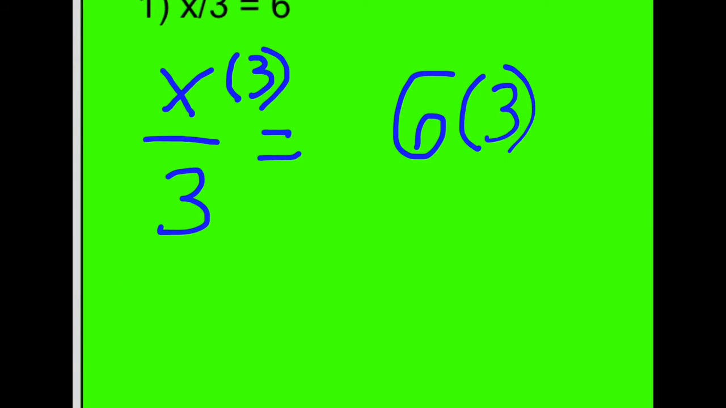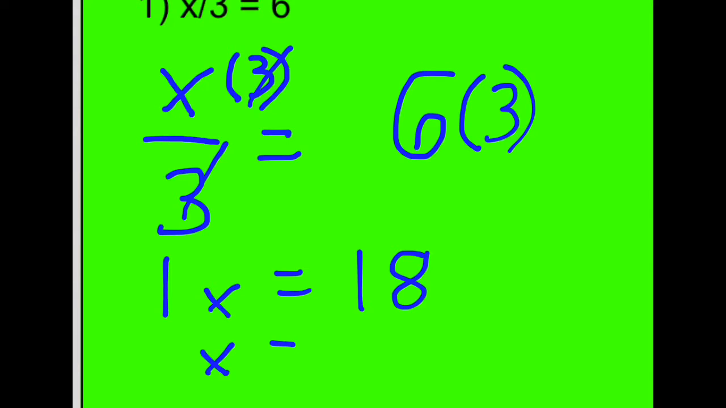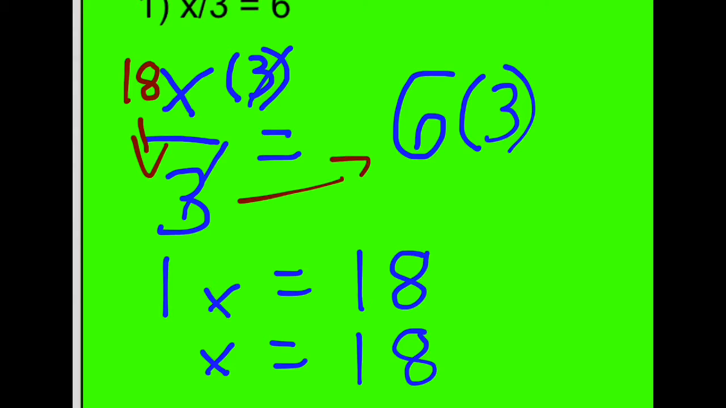Now, as we start to simplify both parts of the equal sign, 3 divided by 3 is 1, and we still have the x there. And 6 times 3 is 18. Or we can also say that x is equal to 18. Now, this should connect back to the equation. If we say x is 18, if I was to replace that x with 18, 18 divided by 3 does equal 6.